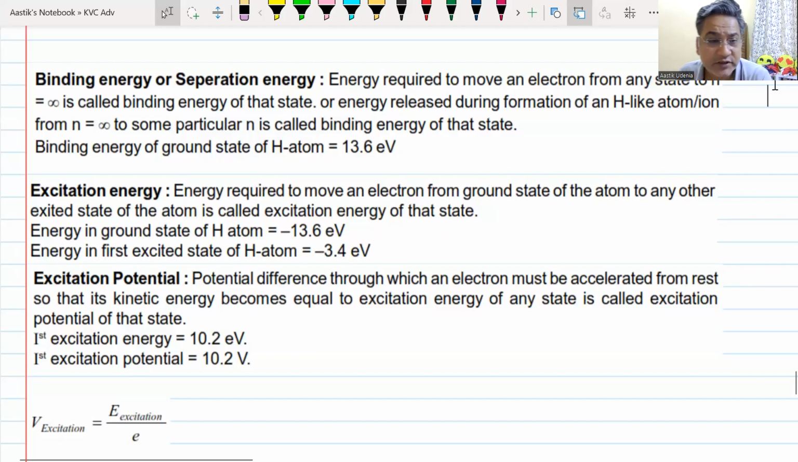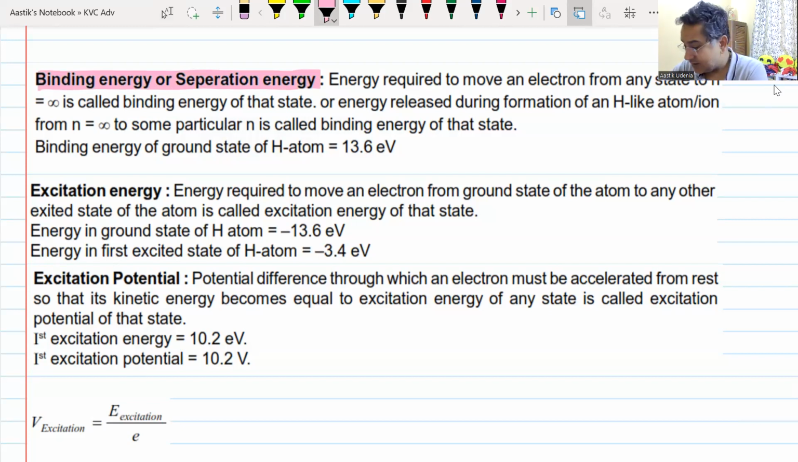That takes us to the next heading, and the next heading is binding energy. Have you heard this term, binding energy? Yes. The energy required to move an electron from any state to infinity is known as binding energy.